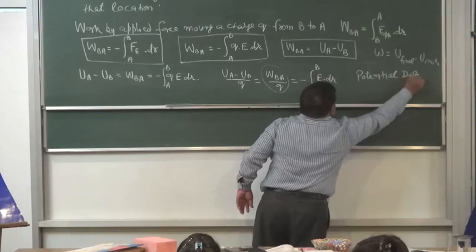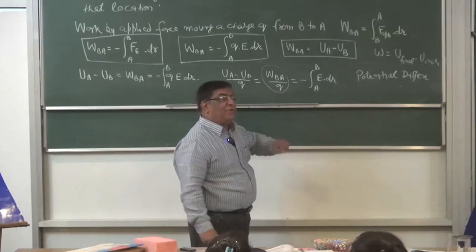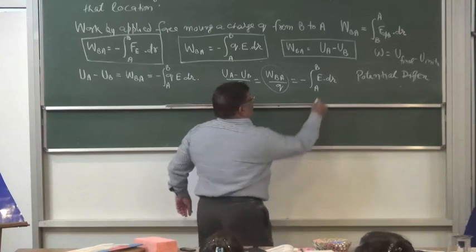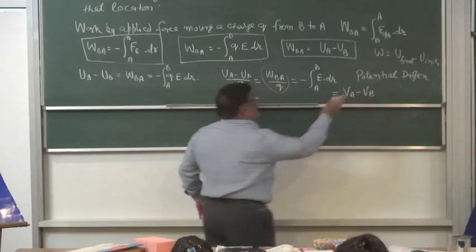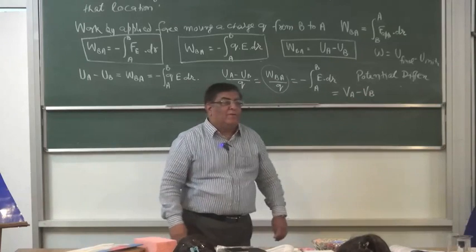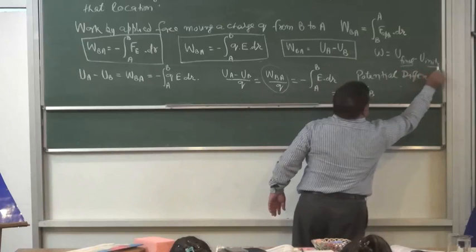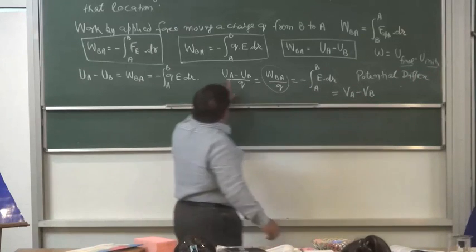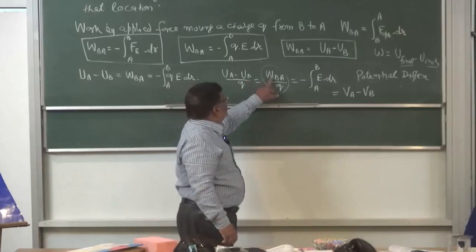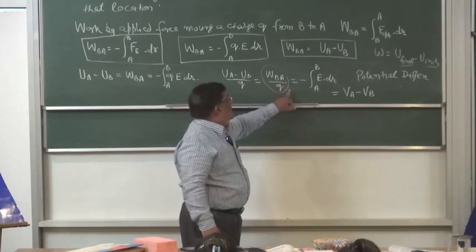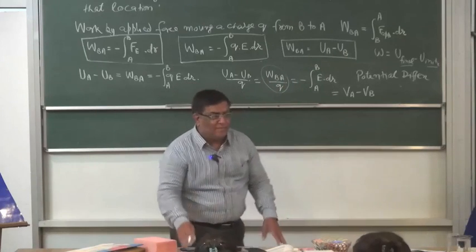Potential difference. This potential difference, we give it a name. The name of potential difference is VA minus VB. Why VA minus VB? Final minus initial. Very good. Final minus initial, VA minus VB. This is UA minus UB. This is work done from B to A, and this is according to that. Is this point clear now?